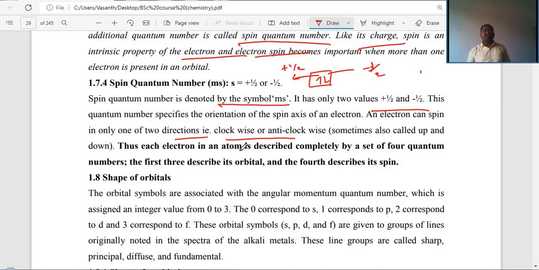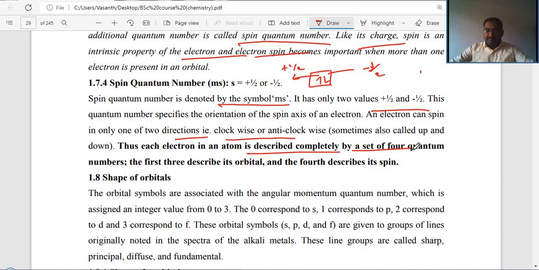Thus, each electron in an atom is described completely by a set of 4 quantum numbers. The first 3 describe its orbital and the 4th describes its spin. These are all the concepts of the spin quantum number. This is a very important question, generally asked in the exam for 5 marks.